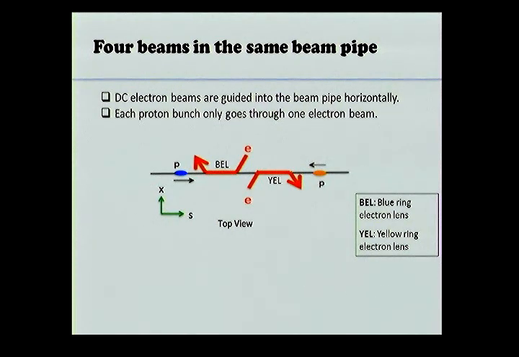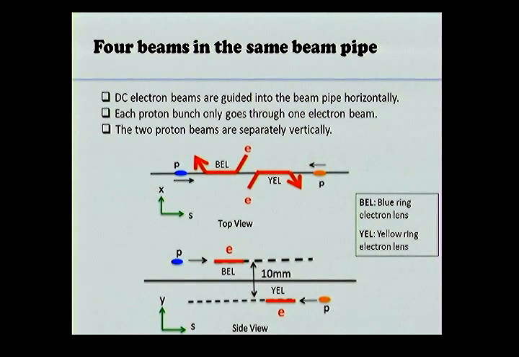The protons from the yellow ring only interact with the electron beam from the yellow ring electron lens. To avoid collisions of the proton bunches from two different rings, we separate them vertically. From this side view, the proton bunch from the blue ring and the electron beam from the blue ring electron lens are placed 10 millimeters above the proton bunches from the yellow ring and the electron beam from the yellow ring electron lens.